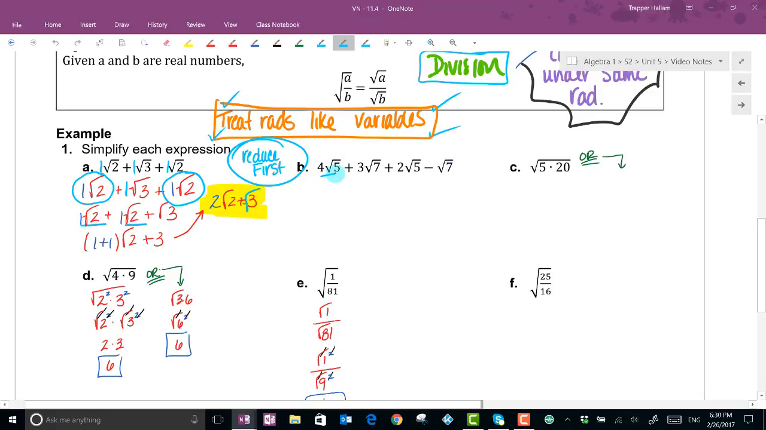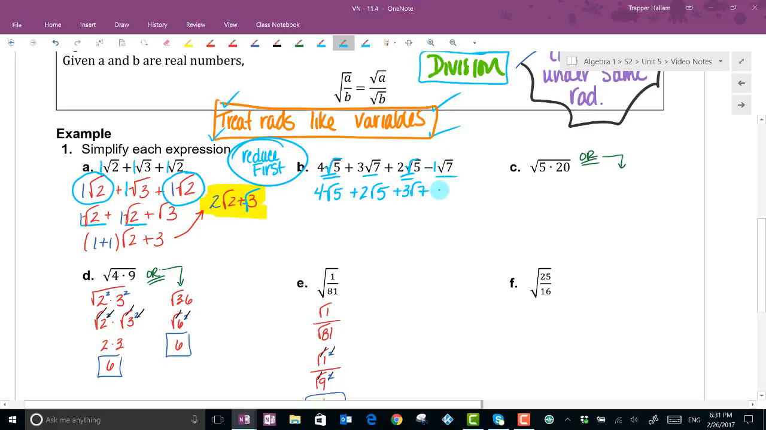So what we want to do is take this 4 times the square root of 5 and this 2 times the square root of 5, which have the same radicals. So we're going to move them next to each other using the commutative property of addition so that we can see them right next to each other. All right, now we're going to take this square root of 7, this 3 times the square root of 7, and this negative 1 times the square root of 7, and move them next to each other.